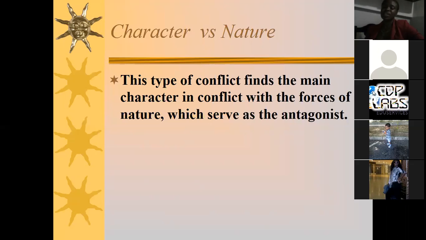The antagonist is that person, or in this case, we're talking about character versus nature. The person or the element that would create problems for the main character in the story. And the main character, the good person, would be the protagonist, and the antagonist is the bad person, basically.